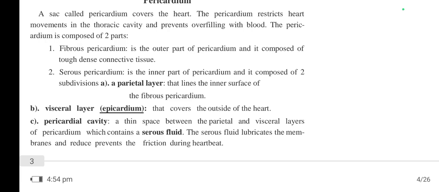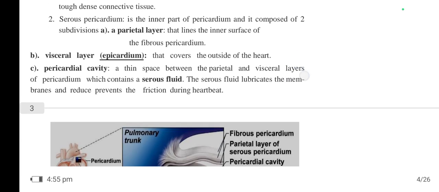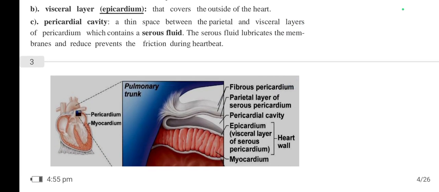The pericardium is composed of two parts: fibrous pericardium and serous pericardium. The fibrous pericardium is the outer part of the pericardium and is composed of tough, dense connective tissue. Serous pericardium is the inner part of the pericardium and is composed of two subdivisions: a parietal layer that lines the inner surface of the fibrous pericardium, and a visceral layer, the epicardium, that covers the outside of the heart.